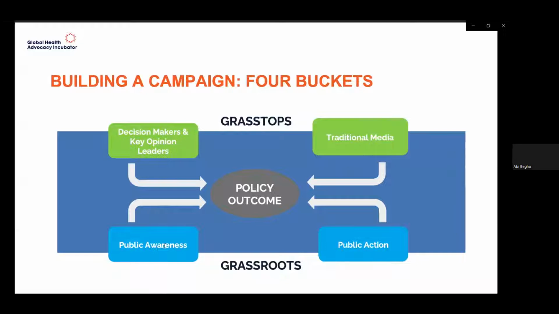The grassroots, public awareness. We've already talked a little bit about that. And public action. Both of these things are really important, because grassroots is large groups of people in the public space. This is helping them understand about something and then driving them to do something. Grass tops, these are people who are more opinion leader types. You've got here key opinion leaders and decision makers, and also traditional media. Traditional media directly communicate with those decision makers. And all 4 of these buckets impact the policy outcome.